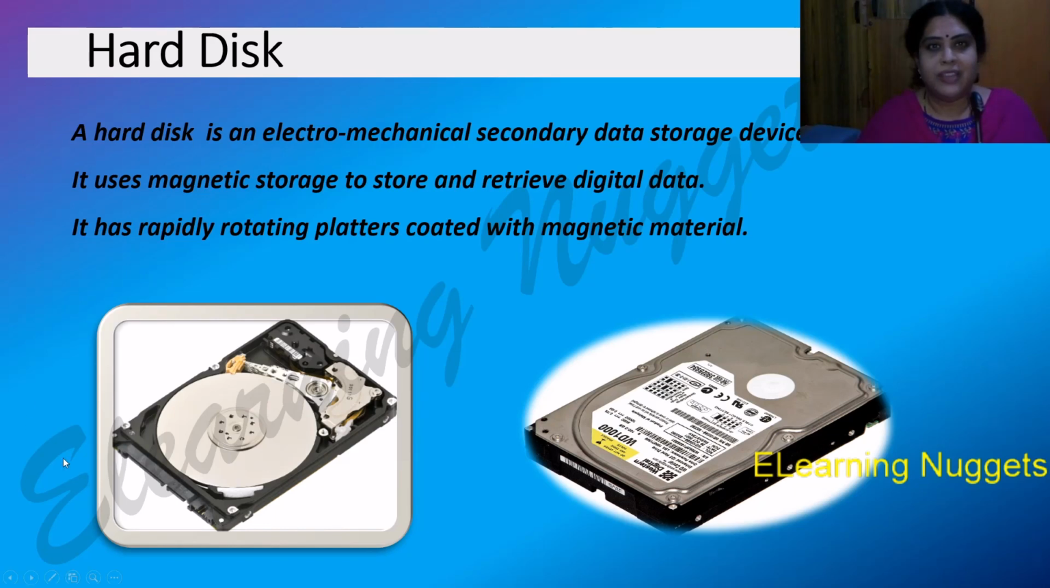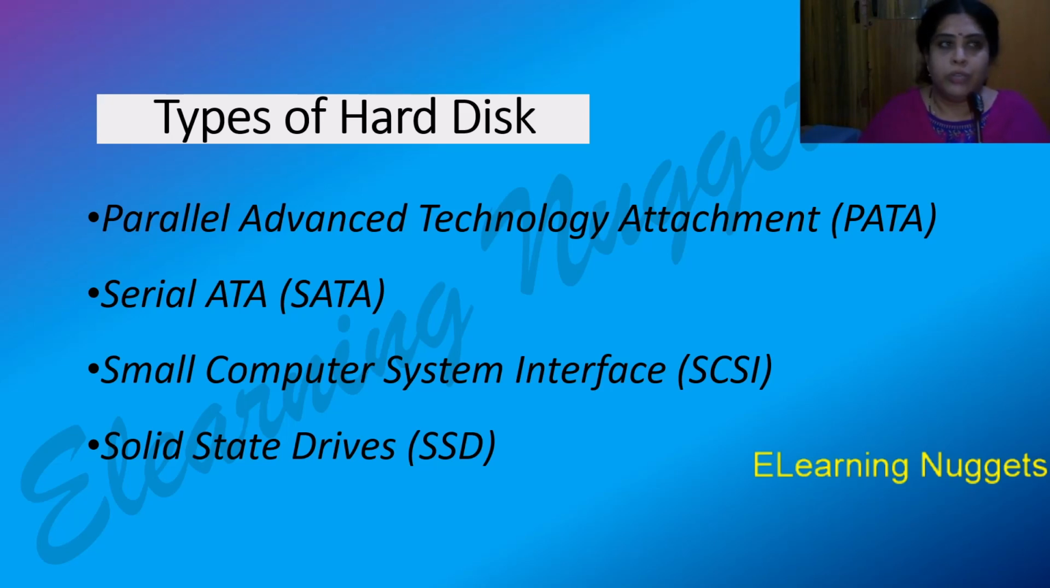Okay, hard disk. Yes, I'm sure most of you would have seen this hard disk in your computer. Yes, so it is also a secondary storage device which is used for retrieval of digital data. It has platters coated with magnetic material. So if you can see this particular picture here, this is the magnetic material, and these are the platters. Platters are like concentric circles where the data is being stored, and it is read continuously.